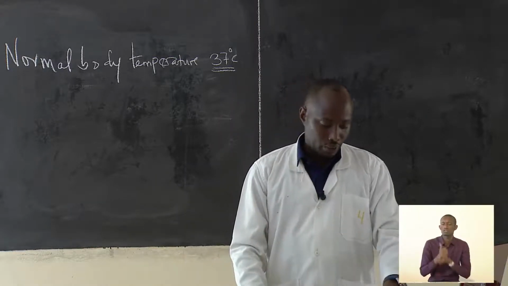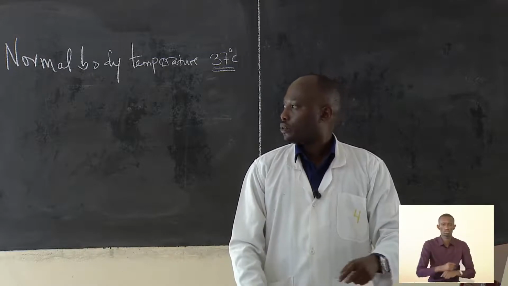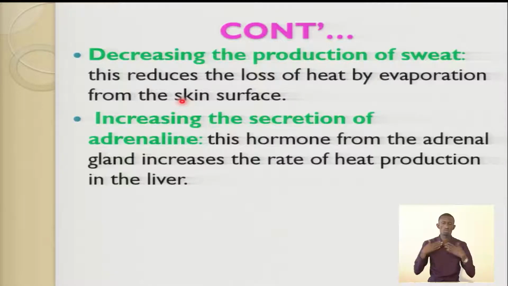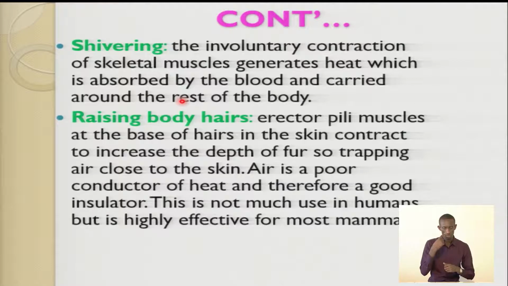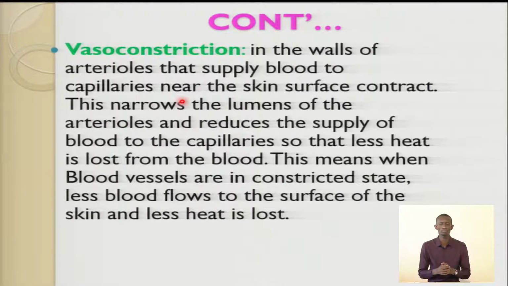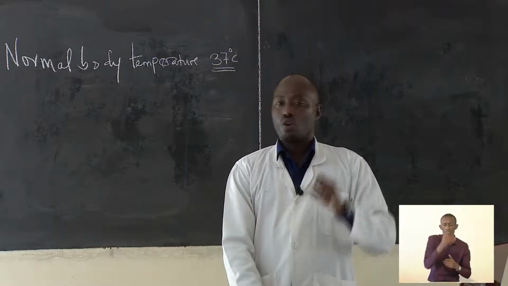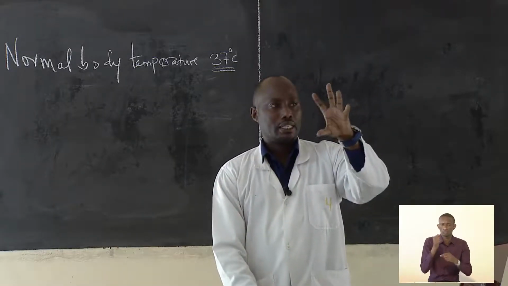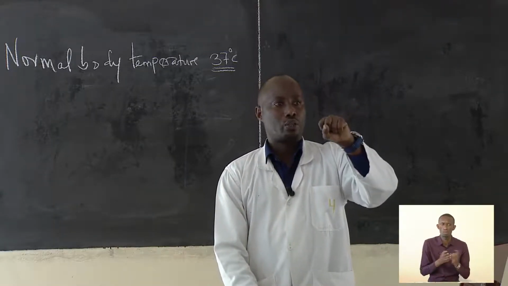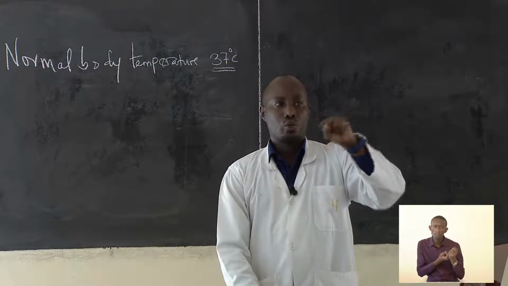We have another one, which is concerning the decrease. Let's go through the processes of what happens when the temperature is low. What do we do? We do what we call vasoconstriction. What is vasoconstriction? The walls of the arterioles that supply blood to the capillaries near the skin surface contract. These capillaries that have been supplying blood to the skin contract.